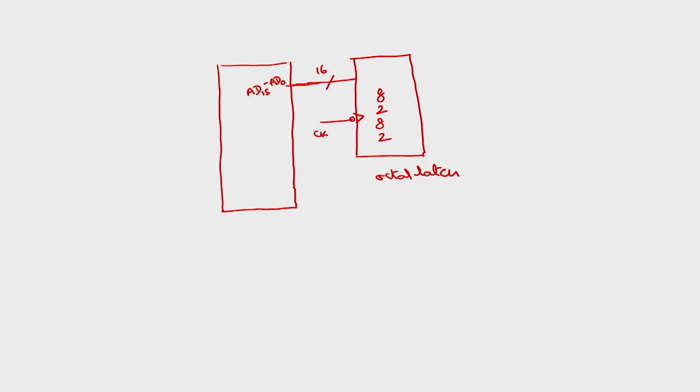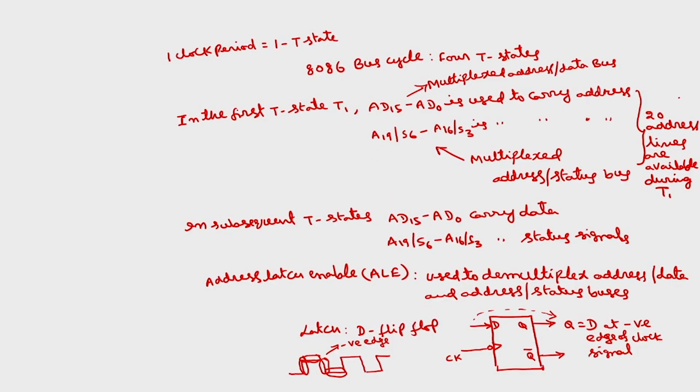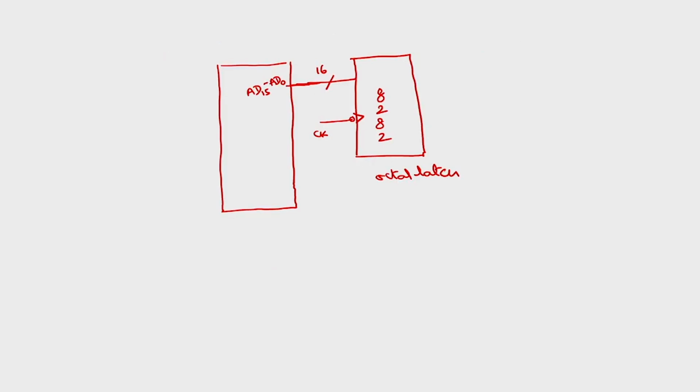Each line AD0 will be connected to the D input of one latch, AD1 will be connected to the D input of the second latch, and so on. There are 16 latches, which means I use two sets of 8282, so there are 16 D flip flops. AD0 to AD15 will be connected to the D inputs of all the latches. Similarly, if I use one more 8282, which has 8 latches, I will use 4 lines, which are A19/S6 to A16/S3.